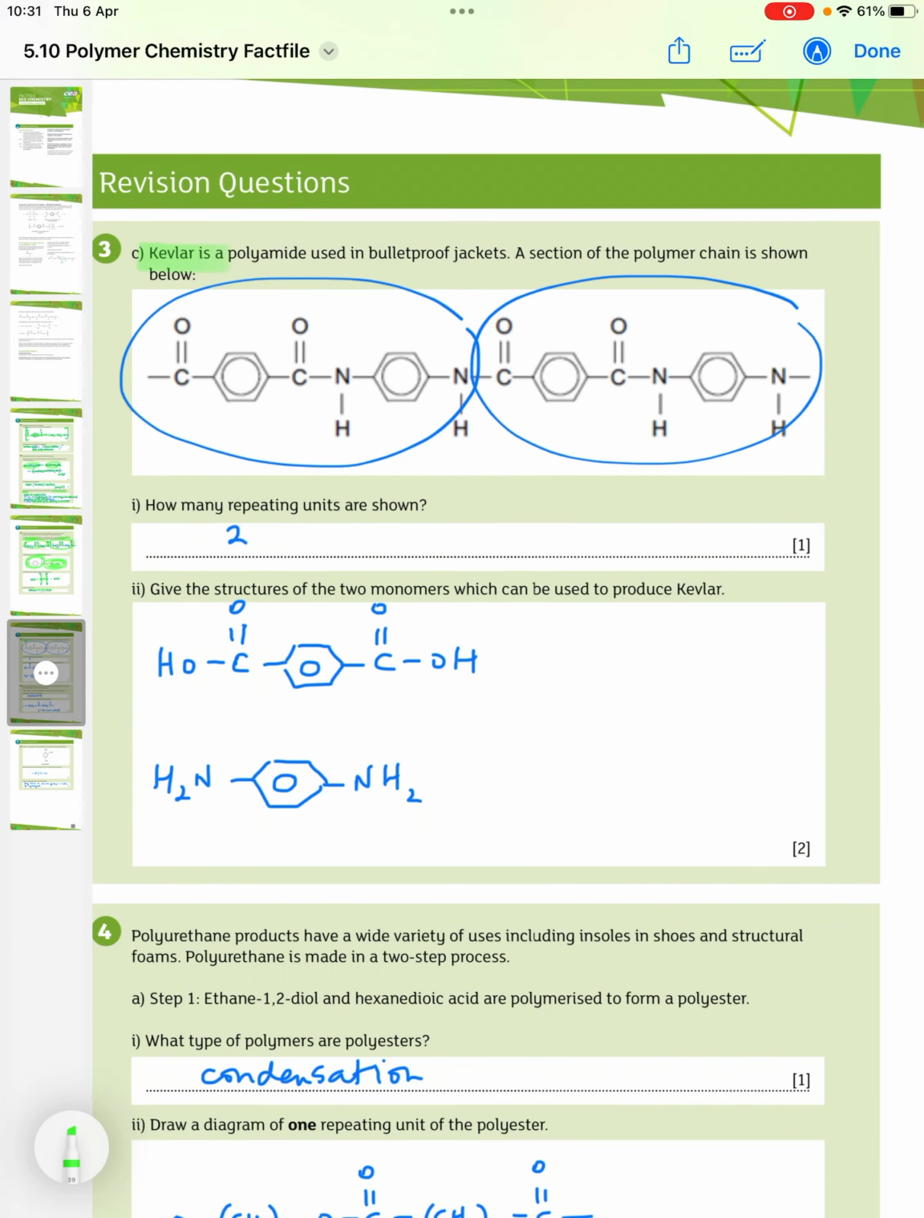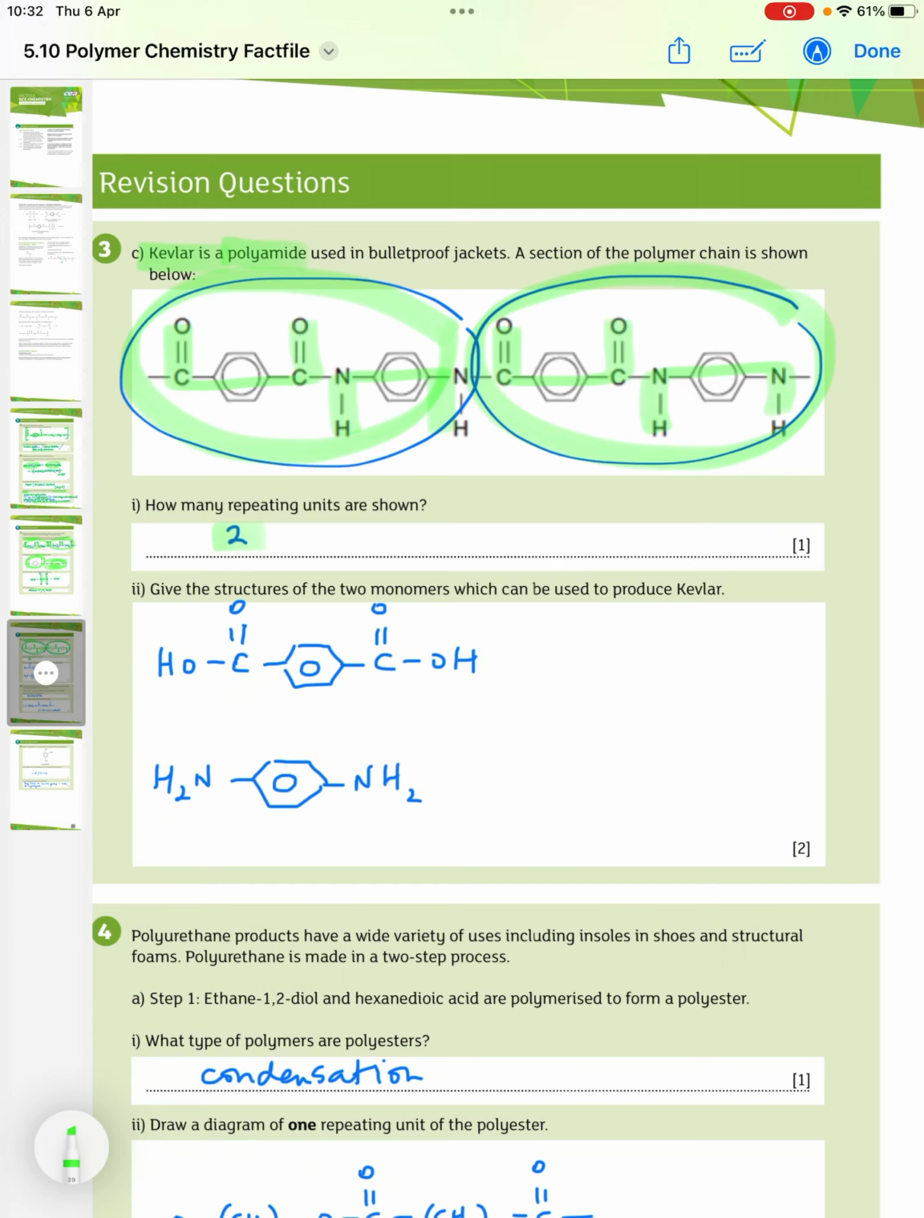Next, Kevlar is a polyamide used in bulletproof jackets. A section of the polymer chain is shown below, and how many repeating units are shown? You can see I've circled them. Here is the diacid and the diamine, and then the diacid and the diamine. So this is 1 repeating unit, and this is another repeating unit. So the answer is 2.